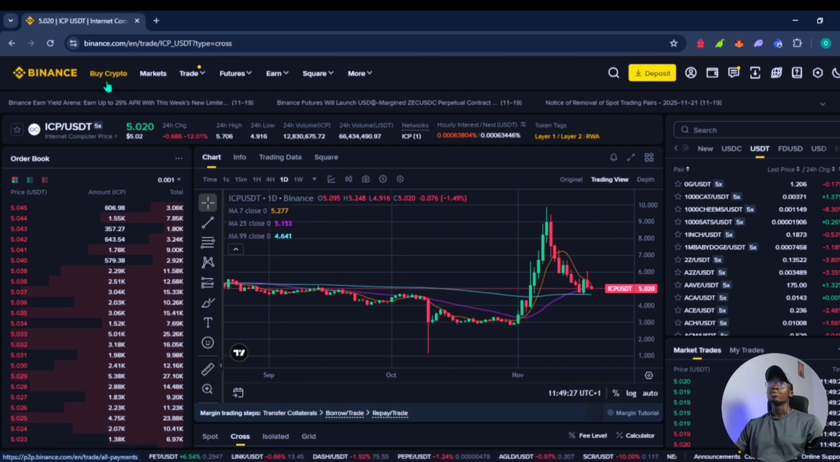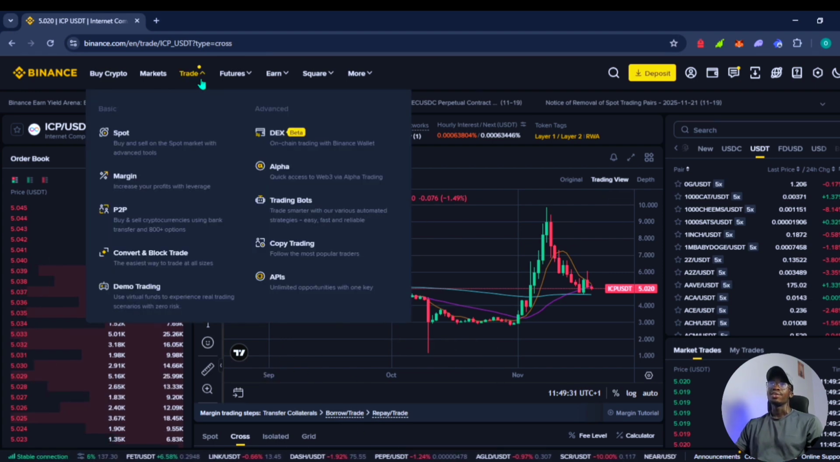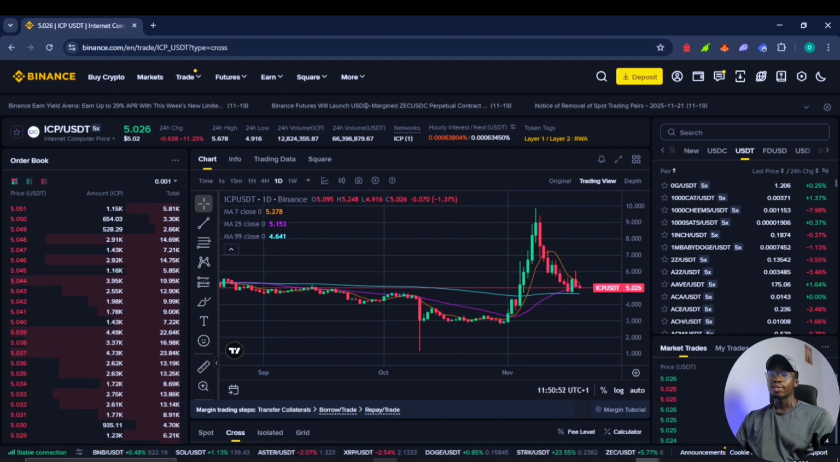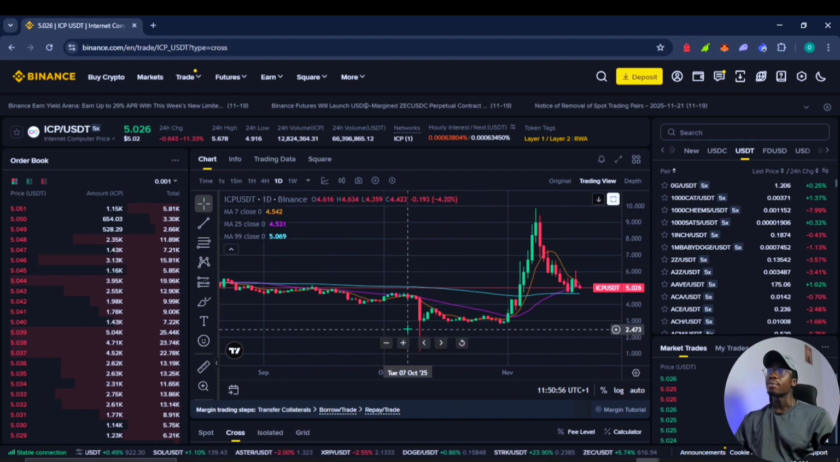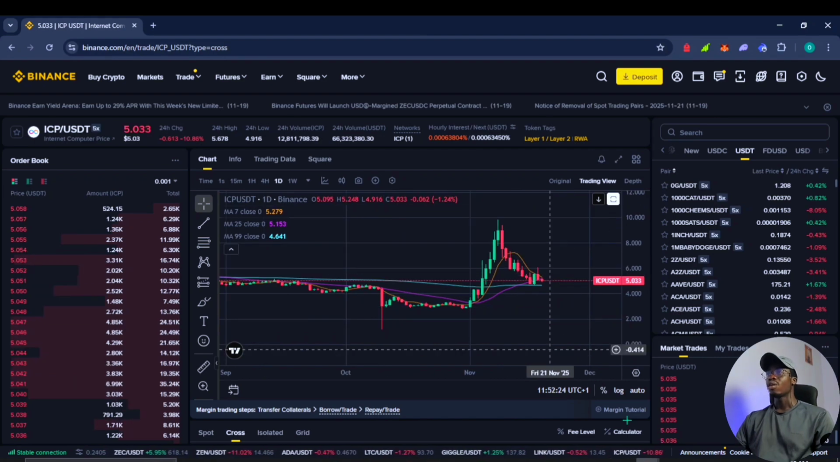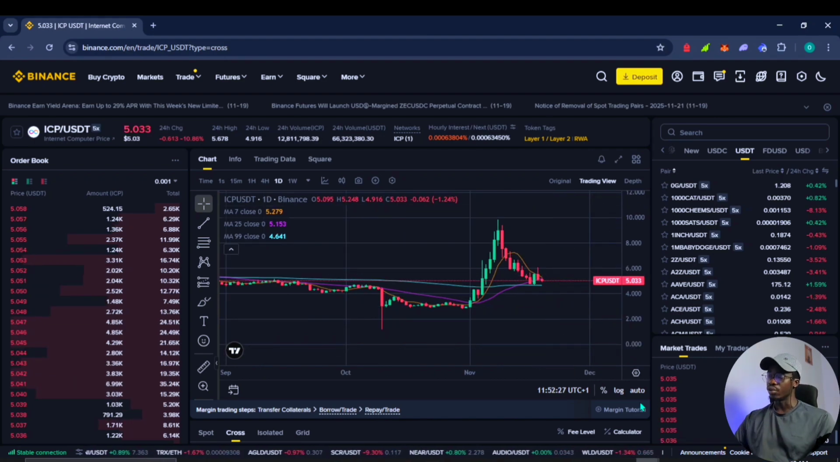All right, so when you log in to your Binance, to access the margin trade, you come right to the trade interface up here. Then you click on margin, and when you've done that, you'll be brought to this interface which I have on my screen.